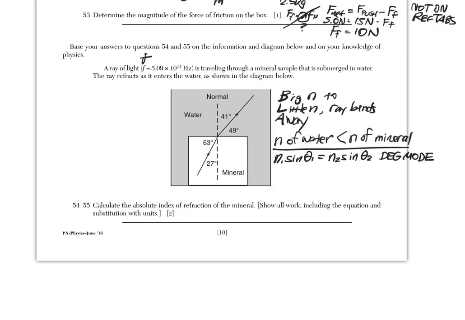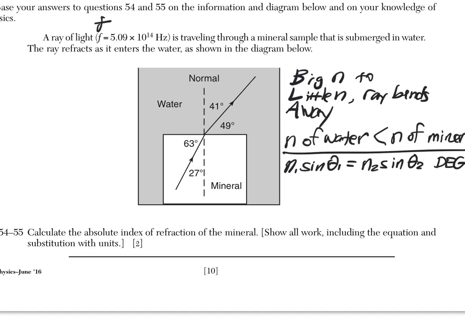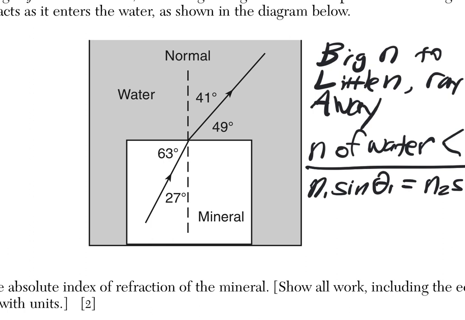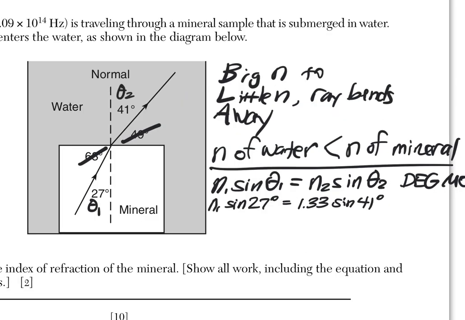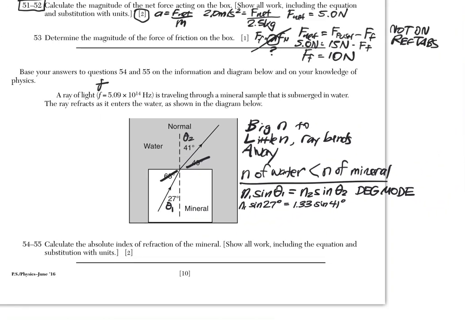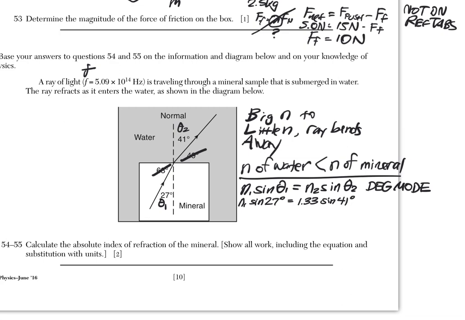So I have n1 sine theta 1 equals n2 sine theta 2. I know my angles, I know my n2, I'm solving for n1. Be in degree mode for this. Now, be careful. They gave us 4 angles here. We measure from the normal, we do not measure from the boundary. So this is theta 1 right here, and this is theta 2 right there. Okay, don't forget the degree symbol for your units. That matters. That counts as units. If you leave that out, you're going to lose the unit point.